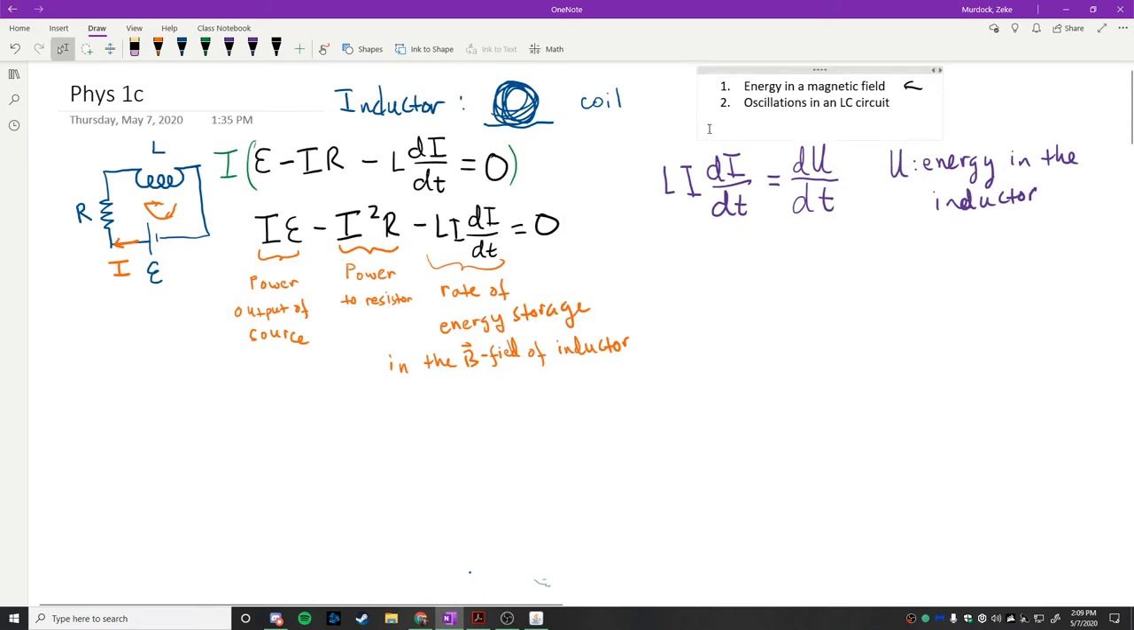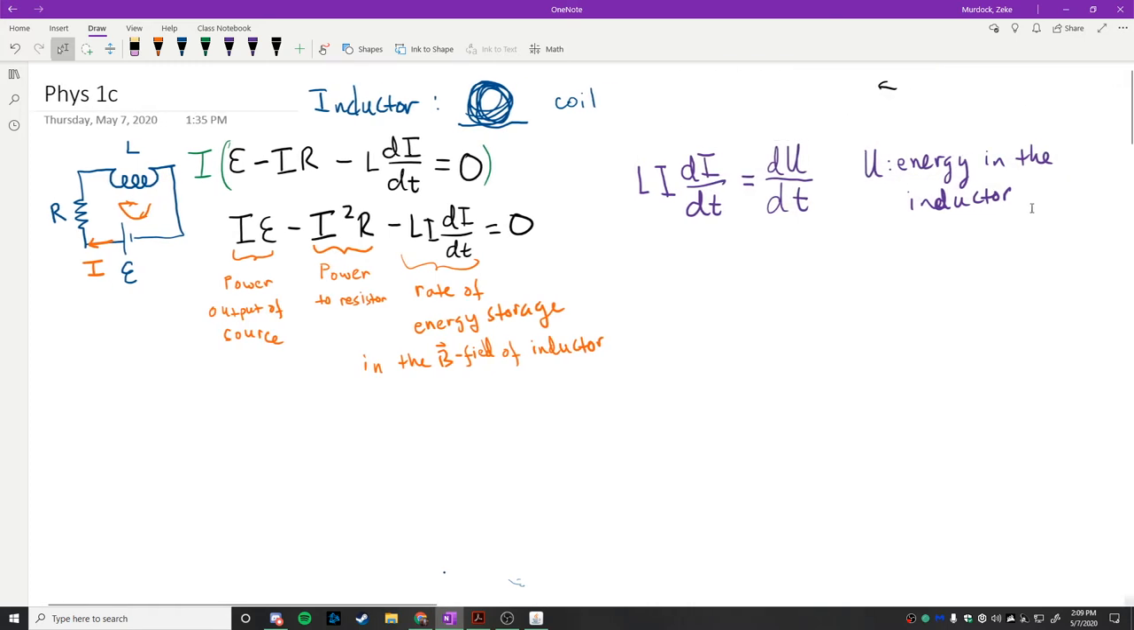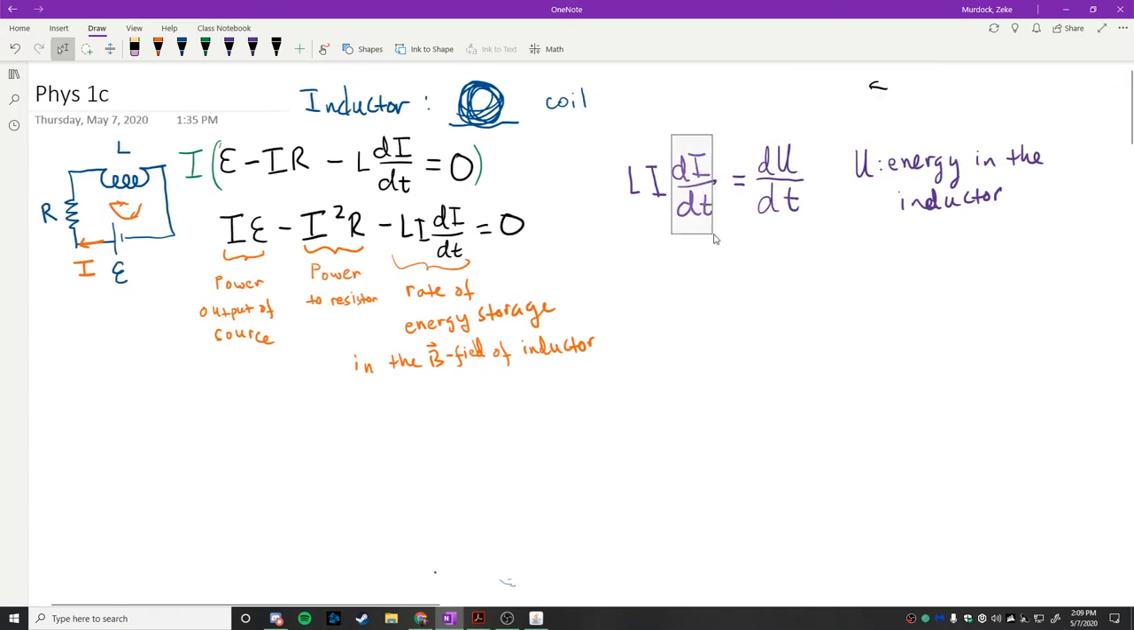When you try to turn the circuit off, though, this quantity is negative, right? We're just going to push this off the side because I don't care. When you turn the circuit off, this quantity would be negative, right?